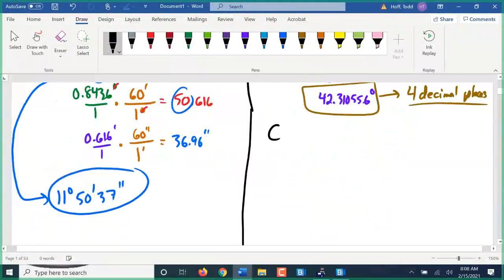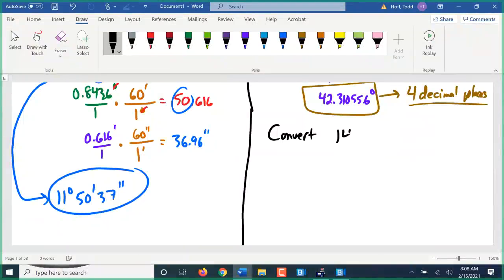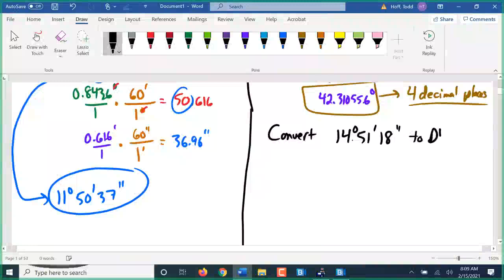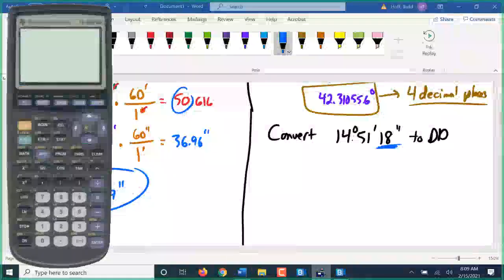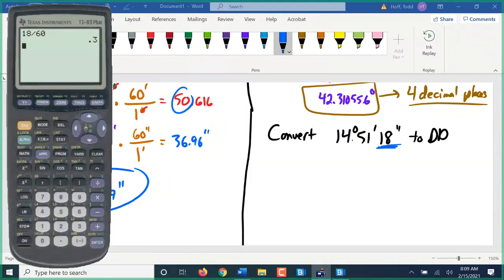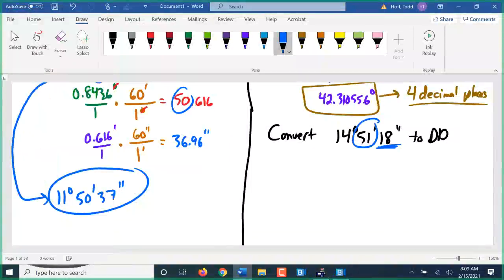Let's try another example. Let's convert 14 degrees, 51 minutes, 18 seconds to decimal degrees. I'm just going to start this off in my calculator and keep it right there. What's my first step? 18. Perfect. We start at the end and work our way backwards. 18 divided by 60 to give us 0.3. Then what?